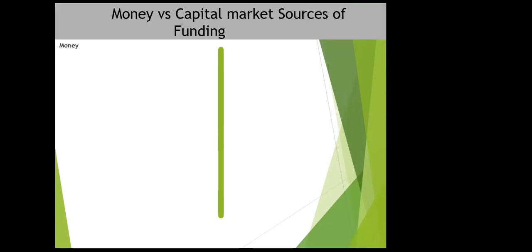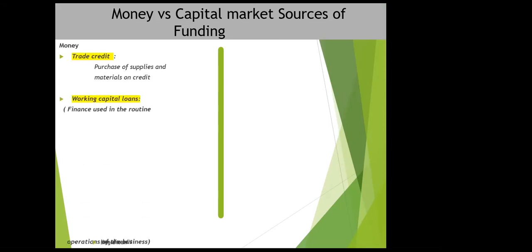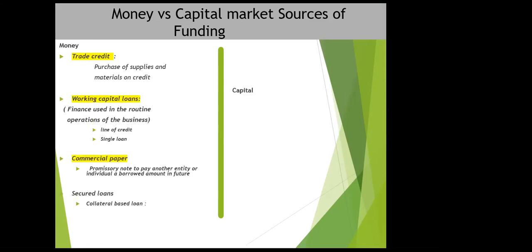Now, what are the salient sources in those markets? Okay, we'll start with the money market. So in the money market, I've settled for the main salient vehicles that are used in this market. We have the trade credits, we have working capital loans, we have commercial paper, and we also have secured loans.